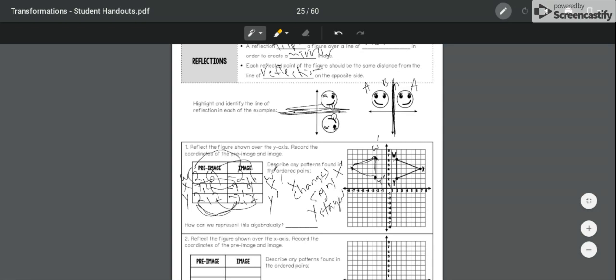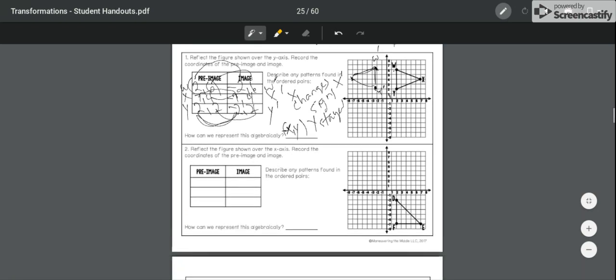So how do you represent that algebraically? If you write an ordered pair to represent the sign changing, remember, negative means the opposite of. So the x is the opposite of whatever it was, and then the y stays the same, so you just write a y. Okay, and then we're going to do it to the next one. So if you want to pause it, you can, and see if you can do it yourself.